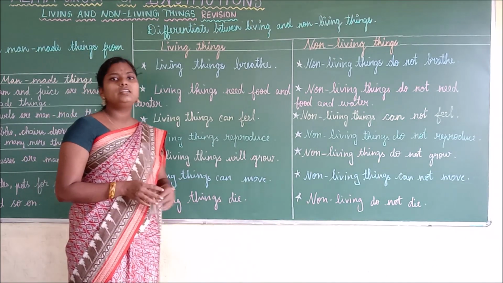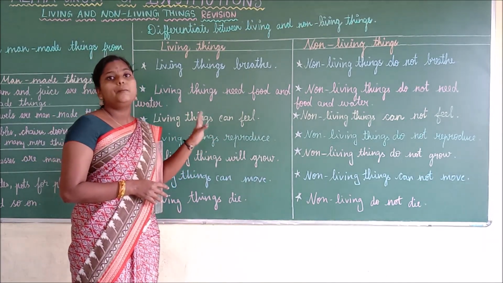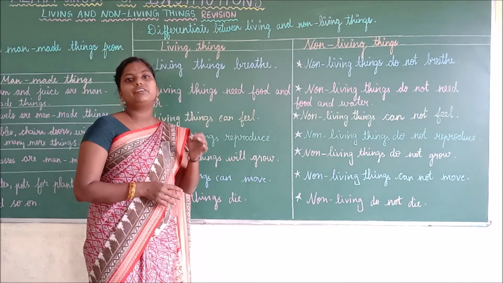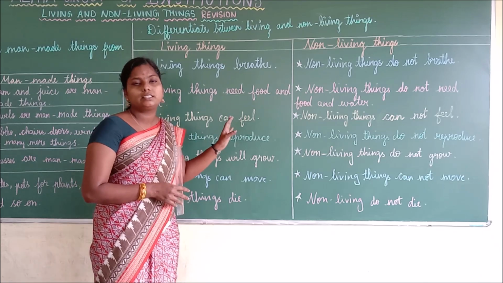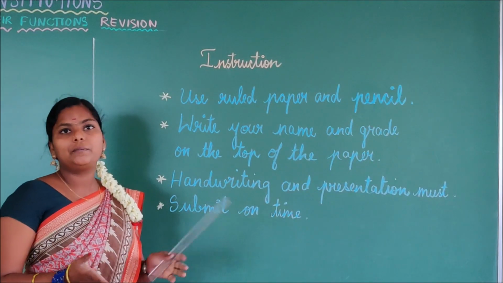Is it clear, children? So your lesson number 1 recapitulation, or the revision, is over. Make sure to read everything. You have to take 25 out of 25 in your test. Is it clear, children? Children, we have recapped lesson number 1.